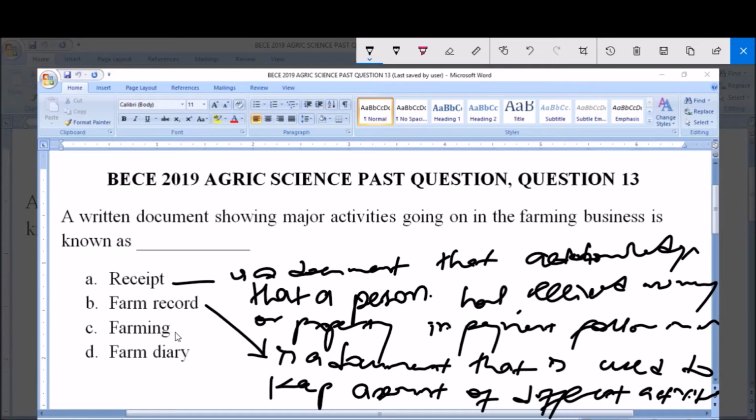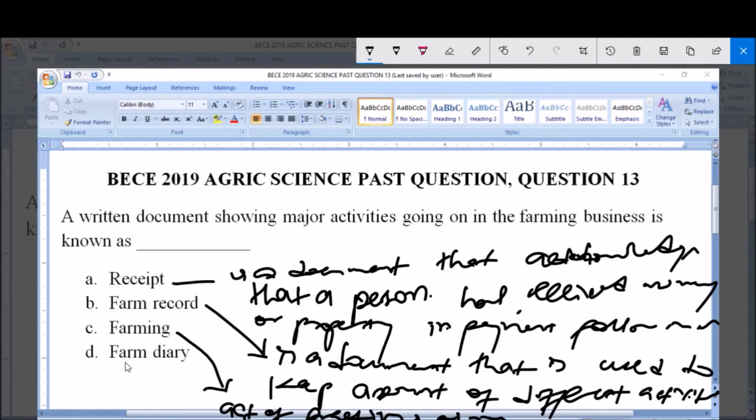Now C here says farming. Like you know, farming is simply the act of practicing agriculture. The act of practicing agriculture is known as farming. Be it livestock rearing, that is farming, or crop cultivation, it's also farming, practicing agriculture. That is farming.